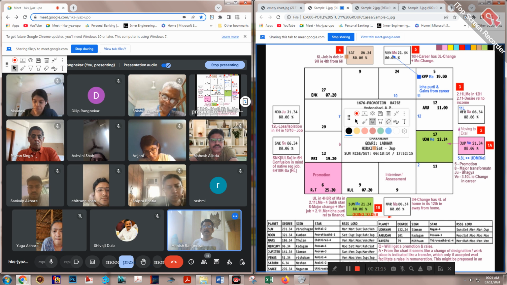Got it? Now for the people who are a little advanced. Jupiter is in the nakshatra of what? Venus. Venus is what? The third lord and the 10th lord.